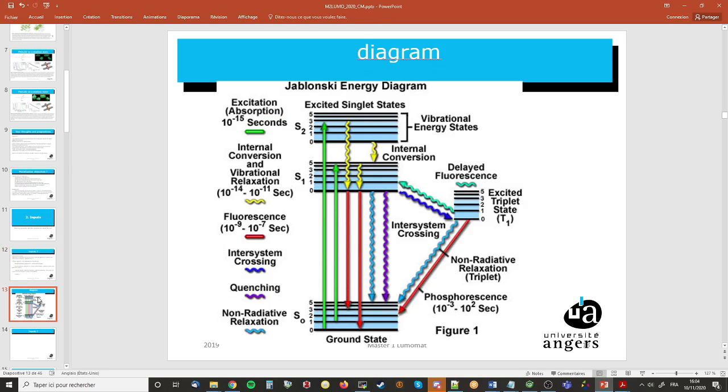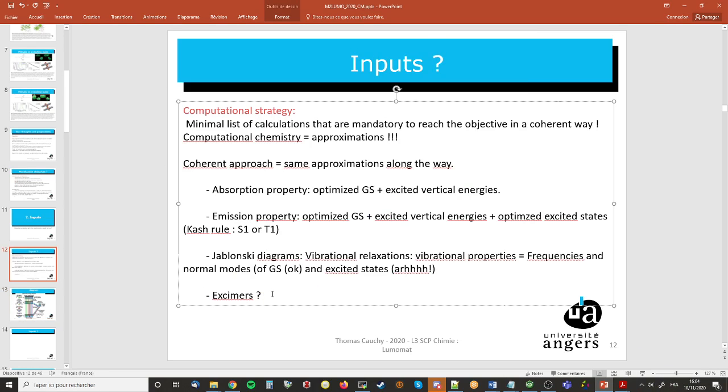To do an excimer calculation, that means that here, the excimer, you need to compute the dimer, the solid state, dimer interaction in quantum chemistry.